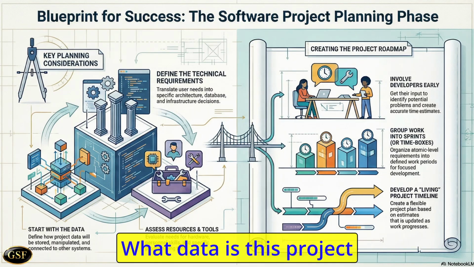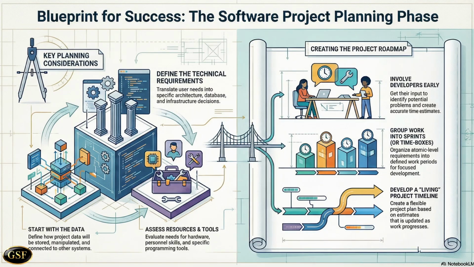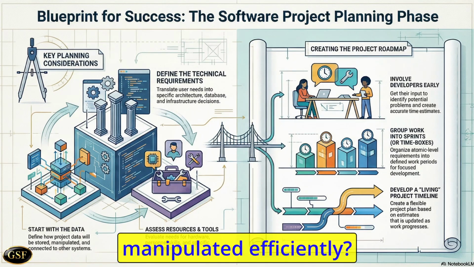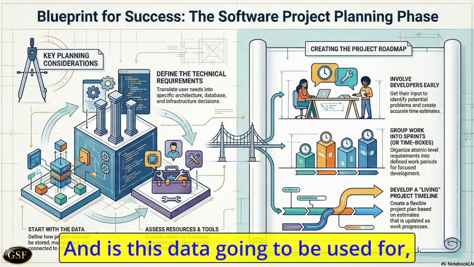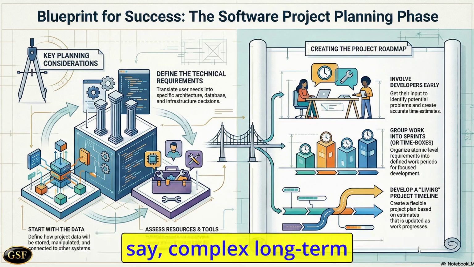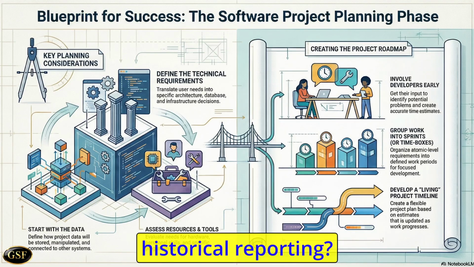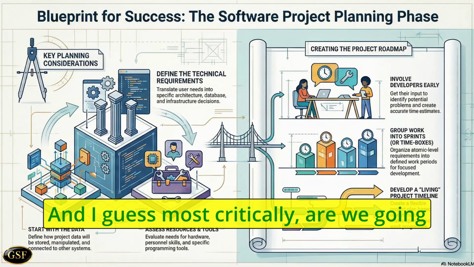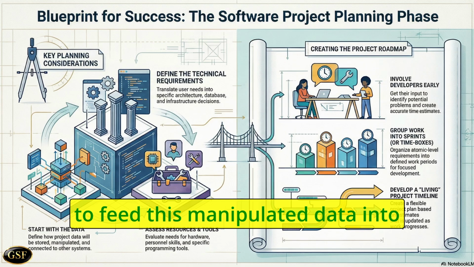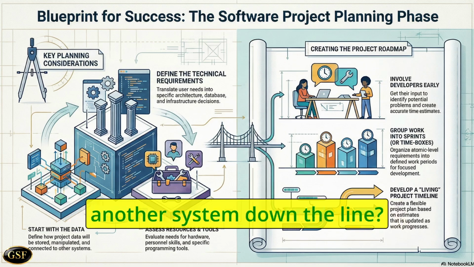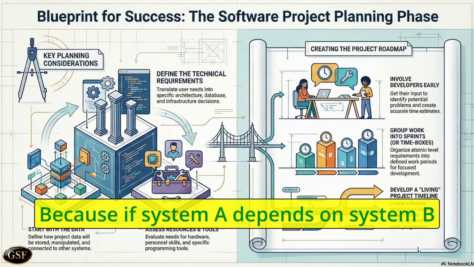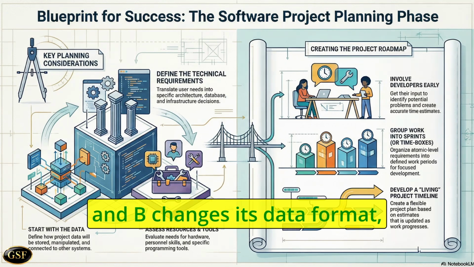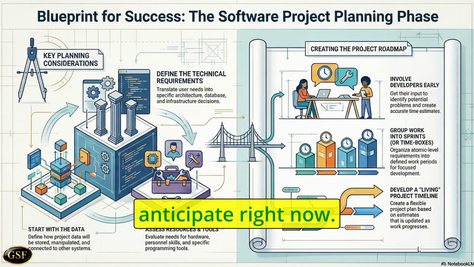What data is this project actually going to operate on? How should that data be stored and manipulated efficiently? And is this data going to be used for, say, complex long-term historical reporting? Because that requires a totally different schema. And I guess most critically, are we going to feed this manipulated data into another system down the line? Because if system A depends on system B and B changes its data format, we have a failure point we need to anticipate right now.